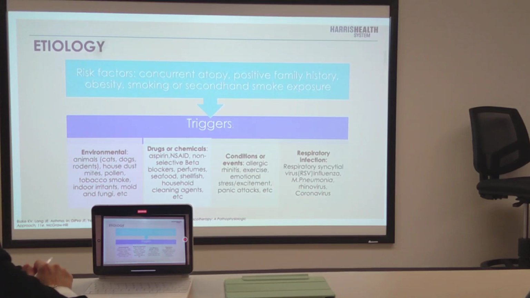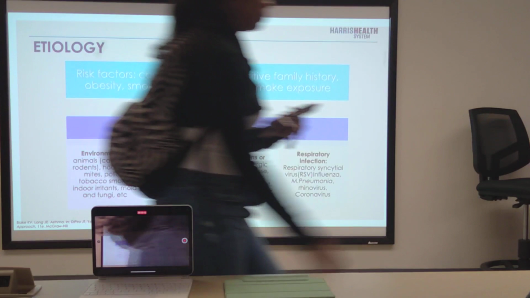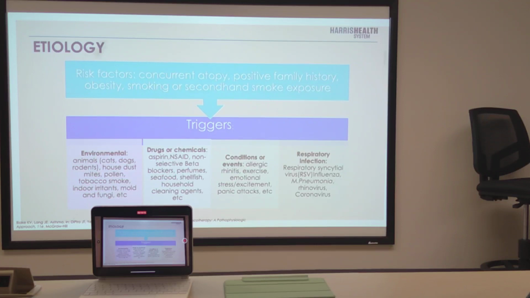So the etiology, usually there are some risk factors associated with asthma. A lot of times it can be family history. There are some genetic components that can also precede asthma. I didn't post on here some of the triggers. So there are several triggering factors for asthma: environmental, drugs or chemicals, some conditions or events, and also respiratory infections.